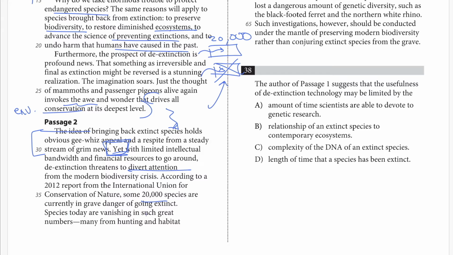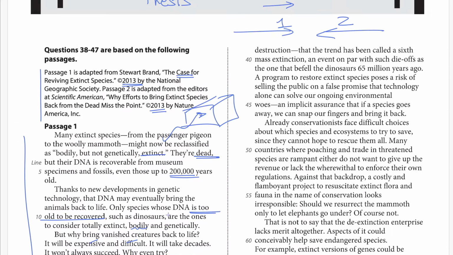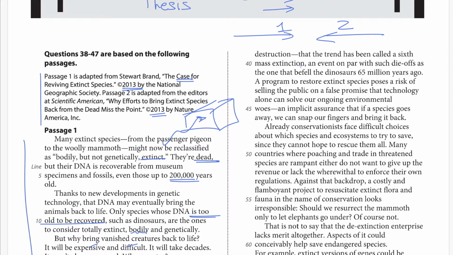Species today are vanishing in such great numbers, many from hunting and habitat loss. That's all human-based, right? Some of them can be climate-based, which is out of human control, but most of them are human. The trend has been called the sixth mass extinction. So apparently there were five, an event on par with such die-offs as the one that befell the dinosaurs so many years ago.